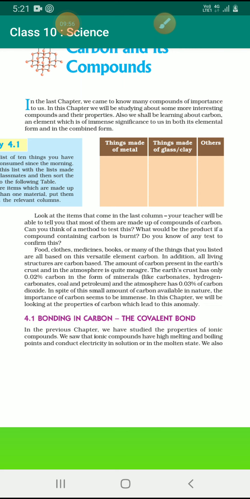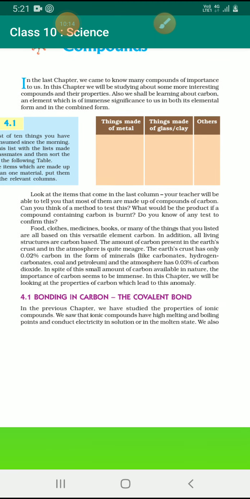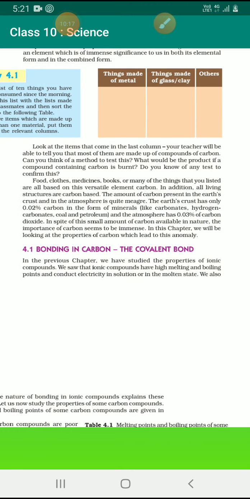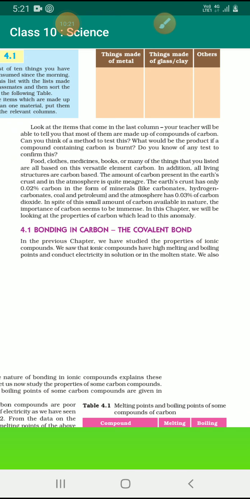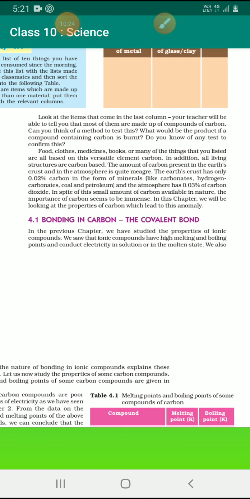In spite of this small amount of carbon available in nature, the importance of carbon seems to be immense, means huge, because without carbon we cannot imagine our life. In this chapter we will be looking at the properties of carbon which lead to this anomaly. So next, bonding in carbon, the covalent bond.